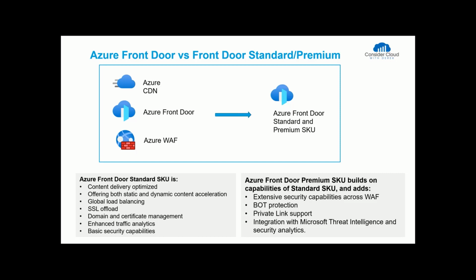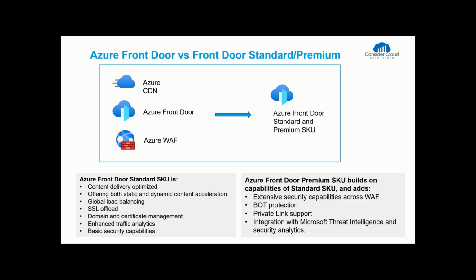Now, if you need those OWASP rule sets, or you need even more extensive security capabilities, then you would step up to the premium SKU, where you do have the option to go ahead and extend those more enhanced capabilities across the WAF. It also adds in bot protection, right? So if a bot is trying to spam my application or my API or whatever, that support is available within premium SKU, where you can mitigate against that type of attack vector.